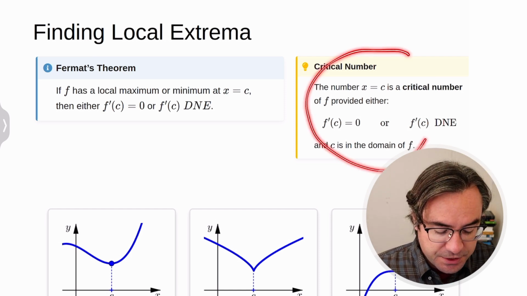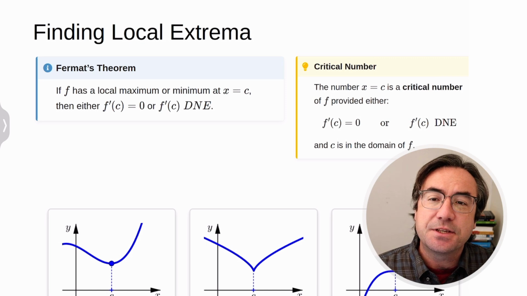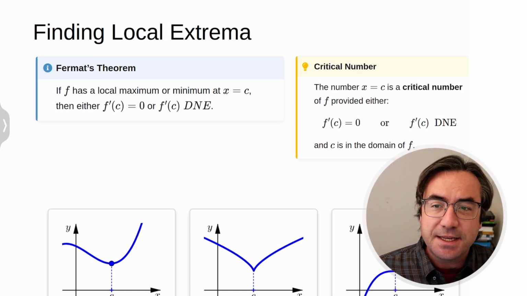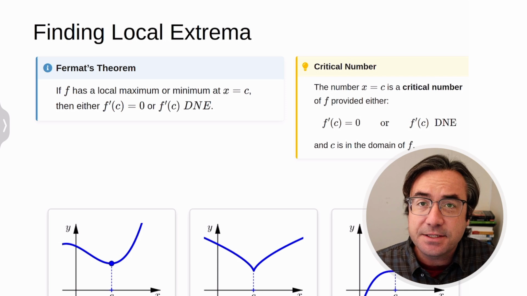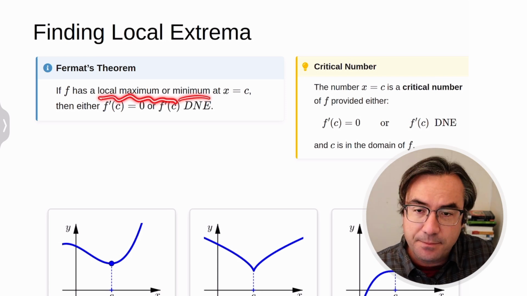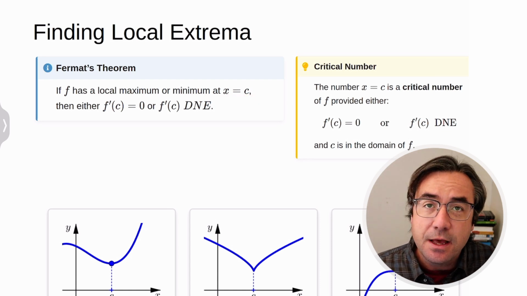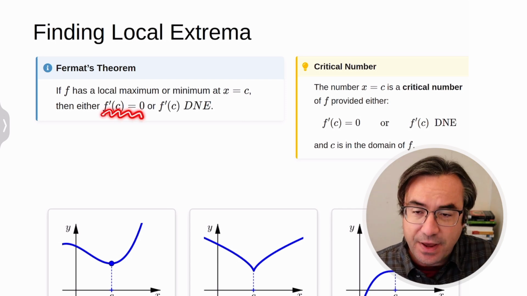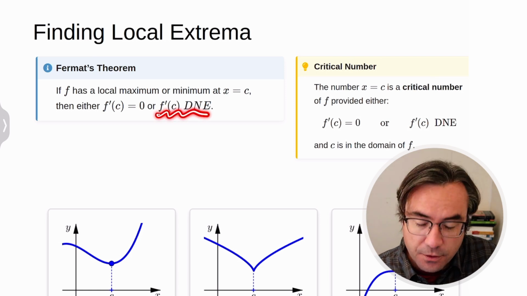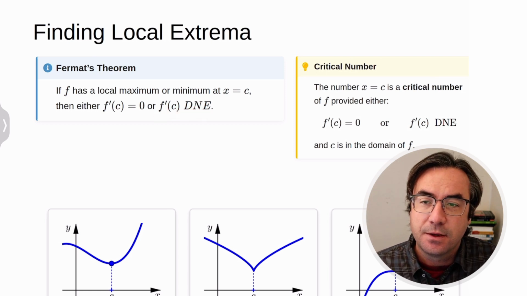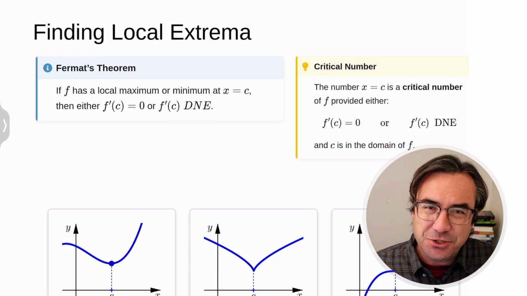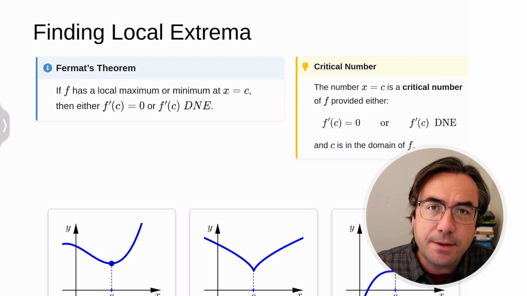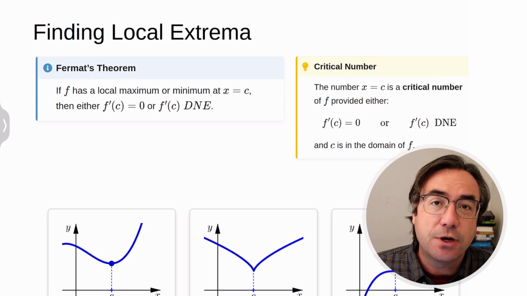So why we're interested in these critical numbers is there's a result by Fermat, called Fermat's theorem. What it says is that if our function f has a local max or minimum at this number x equals c, then either one of those things has to happen. So either the derivative has to be 0 there, or the derivative is undefined there. So these critical numbers are the only possible locations where our function could have a max or a min.